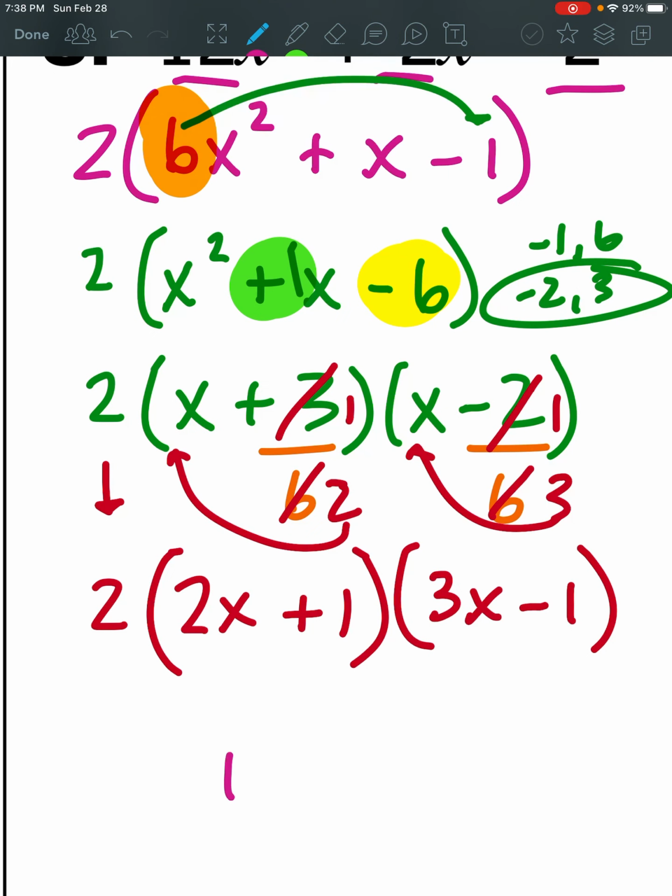Multiply binomials first. 6x squared minus 2x plus 3x minus 1. Middle terms combine to positive 1x. And then let's distribute our GCF and see if it goes to the original, 12x squared. Remember that middle combined to 1x, so 2 times 1x. And then 2 times negative 1. And let's see if that's what we started with. 12x squared plus 2x minus 2. Perfect. So we know we are correct.